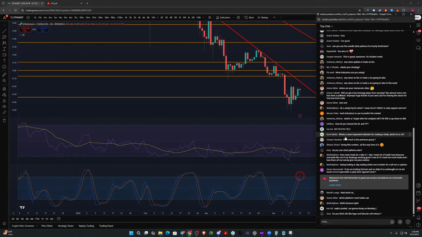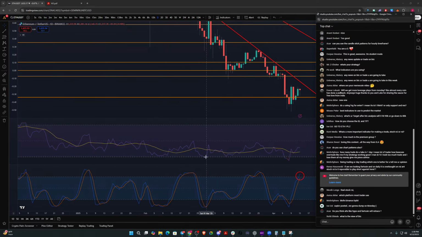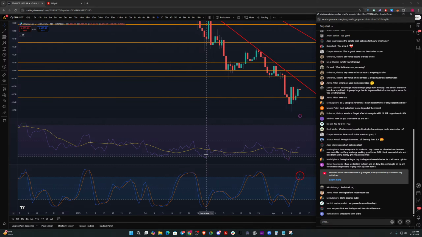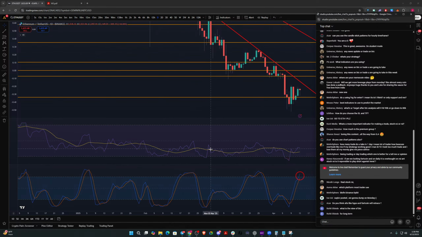Okay. Kant says, what's a more important indicator for making a trade, stock RSI or RSI? You know, they're kind of confluence with one another. If I had to use only one, RSI is more used than stock RSI, so you may have more self-fulfilling prophecies play out when people see this being oversold, especially when it crosses to the upside from being oversold, showing bullish momentum. Yeah, more people look at RSI versus stock RSI. I like to use them in confluence with one another, though, because they measure just a little bit differently.